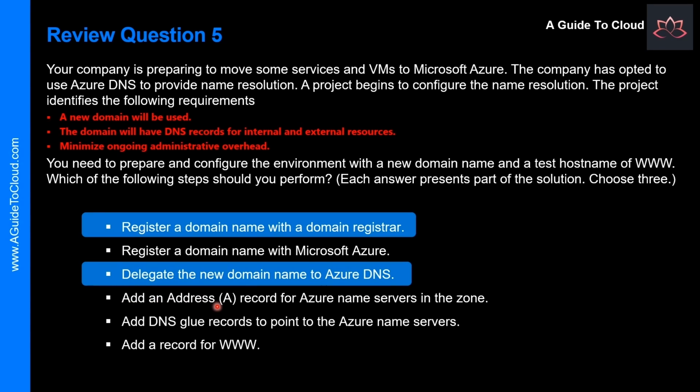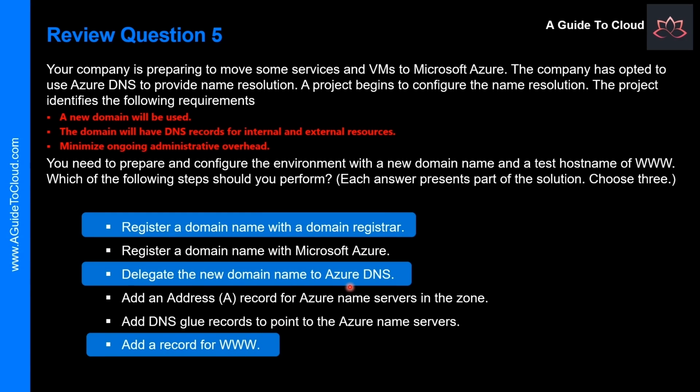You need to add address A record to Azure name server. So you don't need to add an A record in this instance. And add a DNS glue records to point to Azure name servers. Again, you don't have to do that. And add a record for www. Absolutely correct. So you need to add a www record to complete the solution.